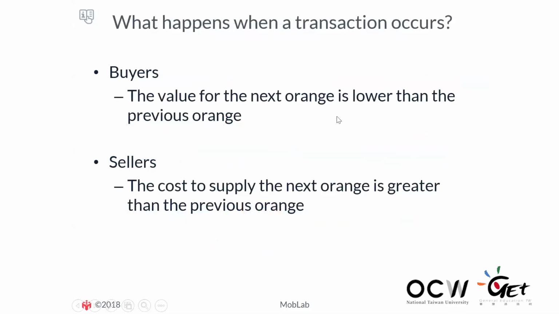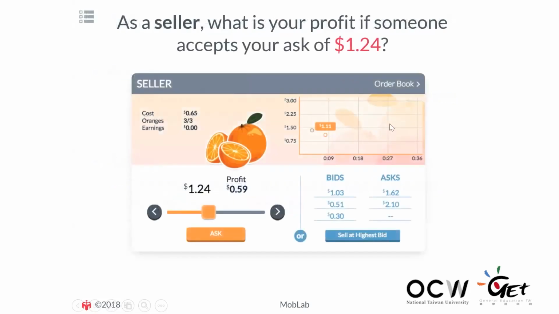So after you bought or sold an orange, what happens is that as a buyer, the value of the next orange will be lower than the previous orange. And for the seller, the cost to supply a next orange will be higher than the previous orange. So we have the law of demand and law of supply working here, even at the individual level. Okay, let's do a little quiz.